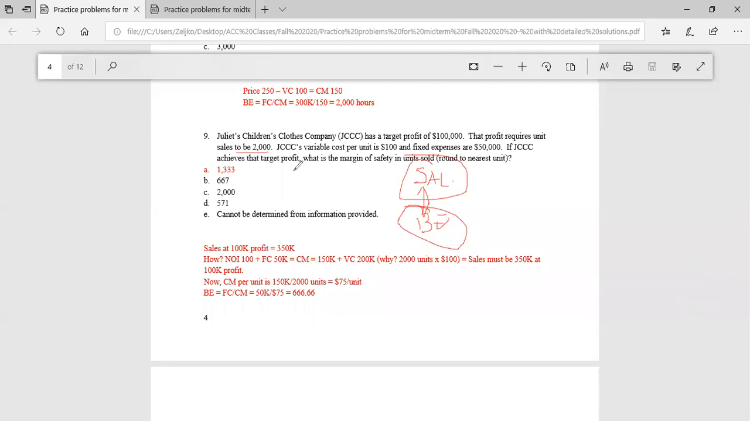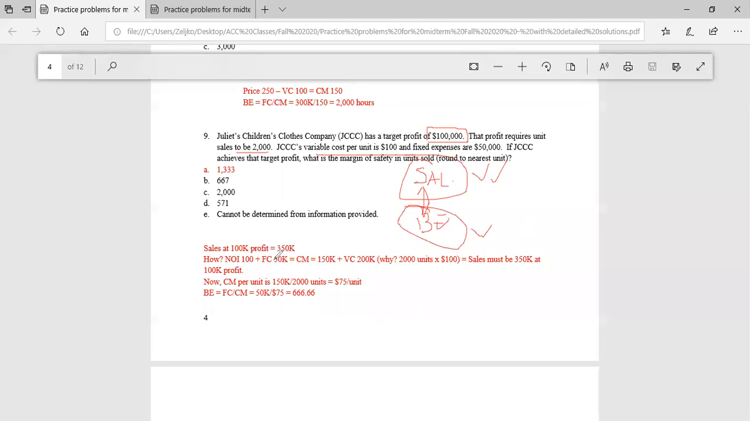So we are saying in the case when JCC is making 100,000, so that's these sales, we need to figure out, compare these sales at 100,000 in profit. We need to compare it to their break-even point at the current cost structure, right? So basically we need to find both now in this case. So what are the sales at 100,000 profit?